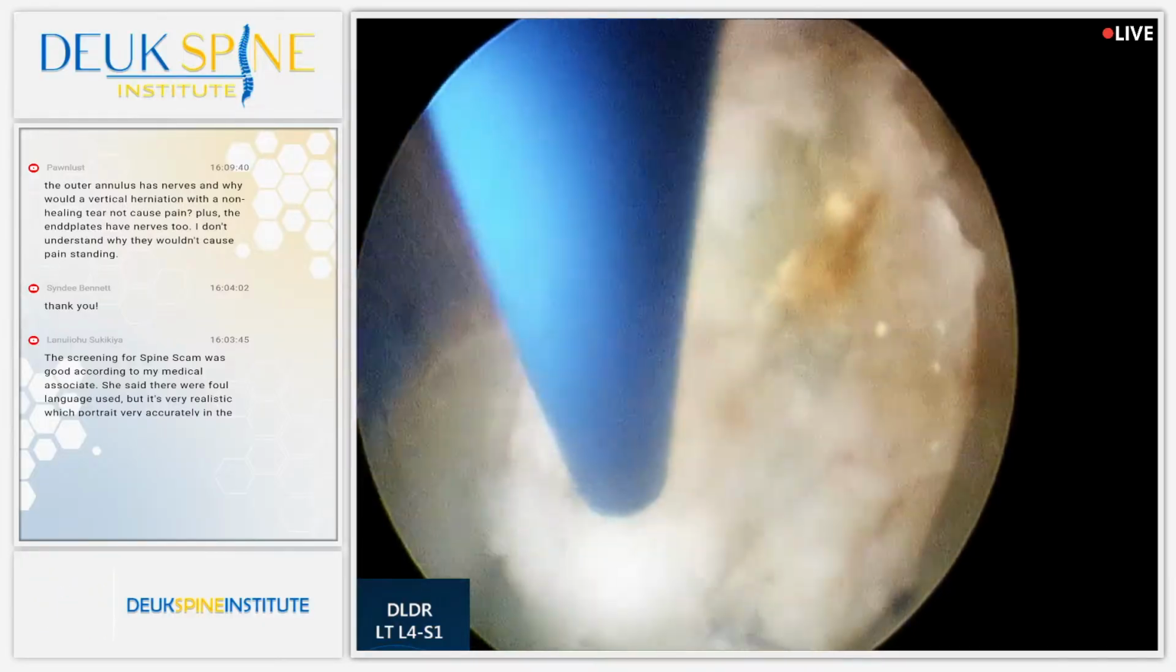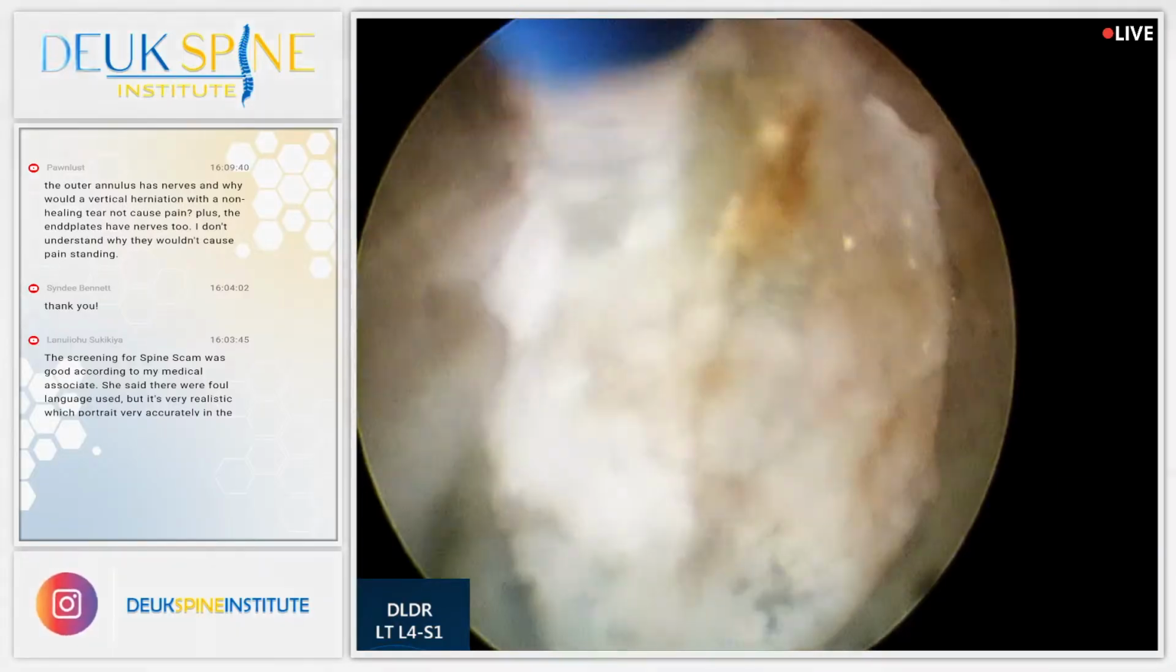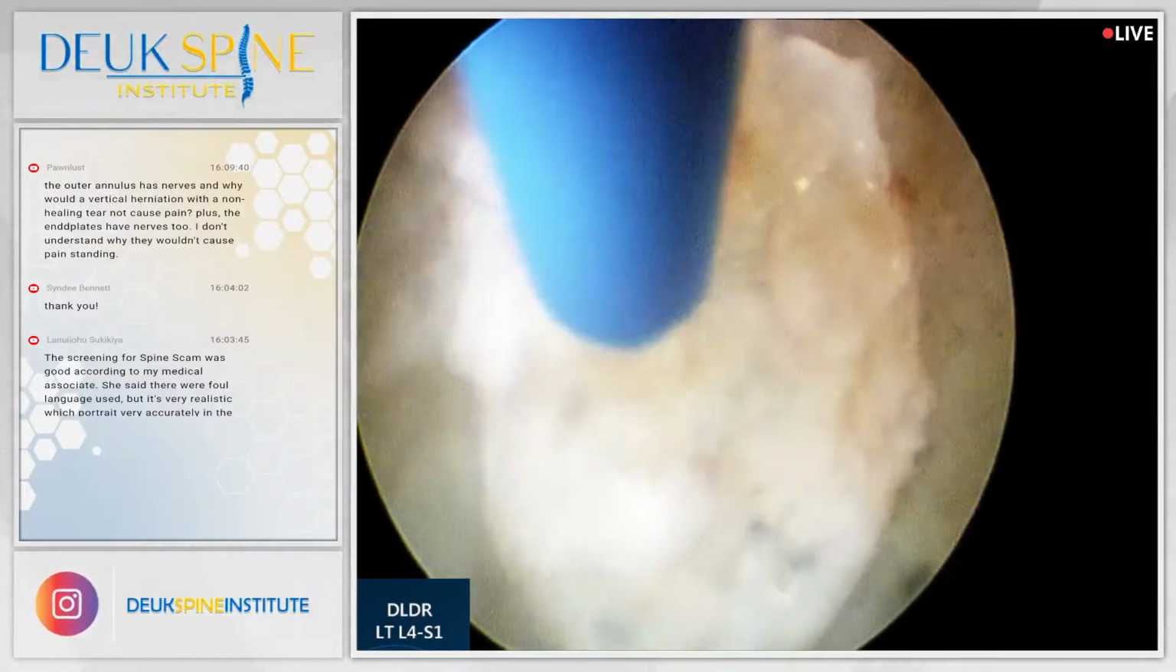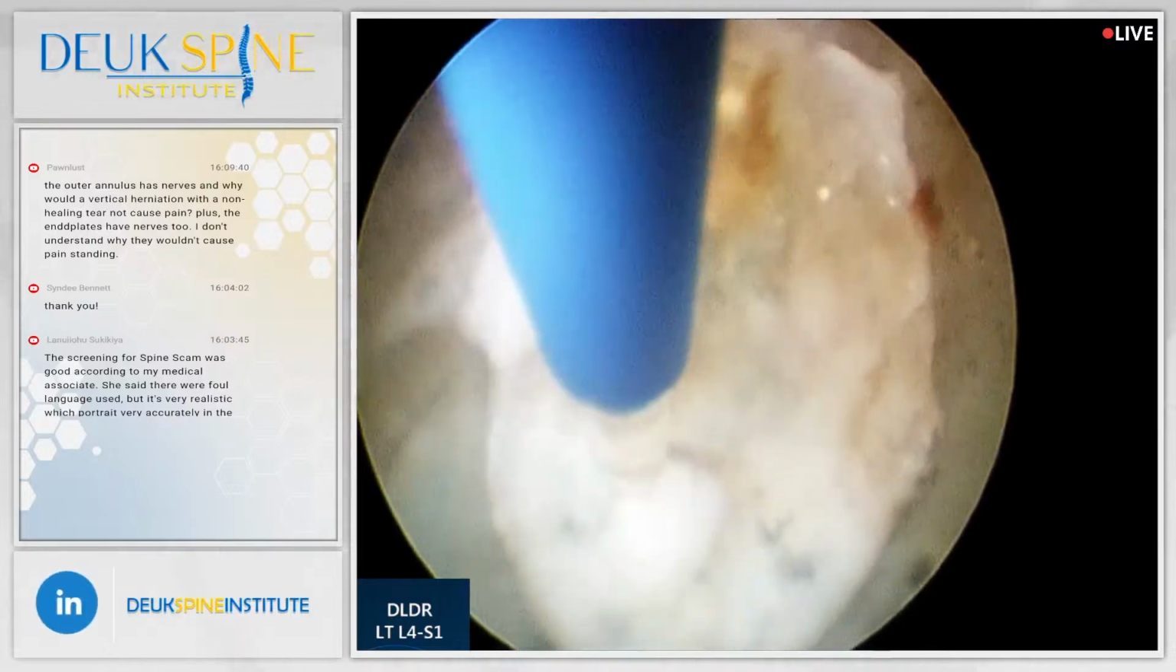As far as why an annular tear with herniation doesn't always cause pain in every patient, I don't know. I have some theories, but I don't know why.